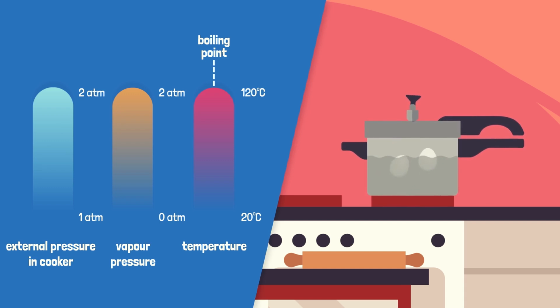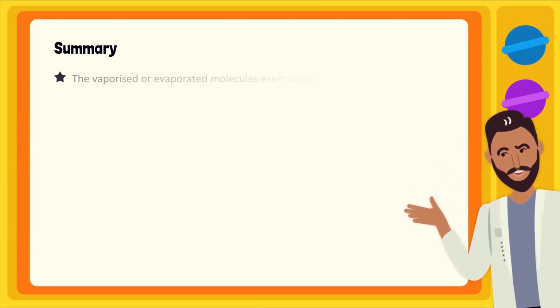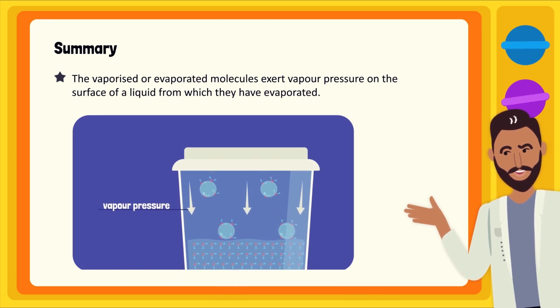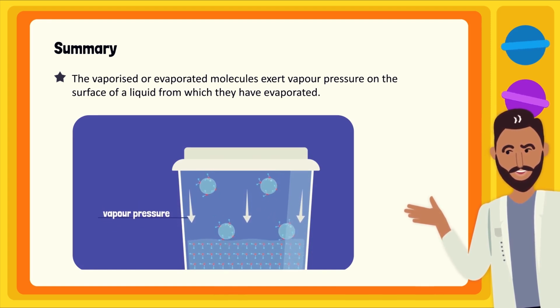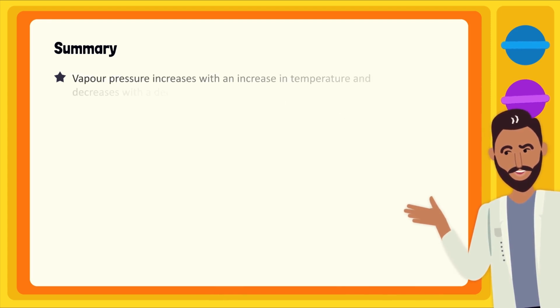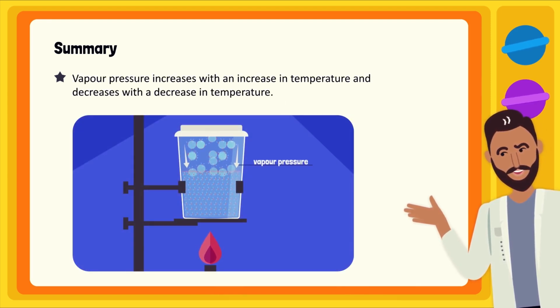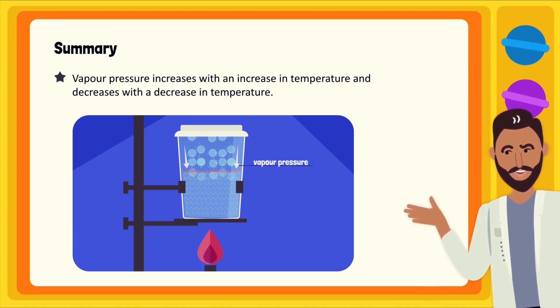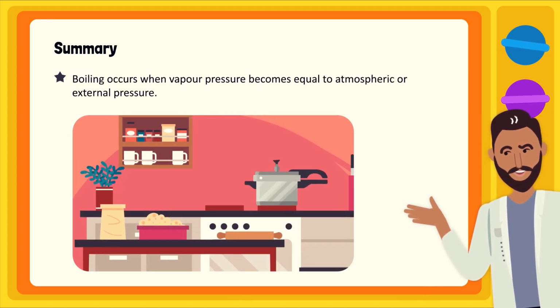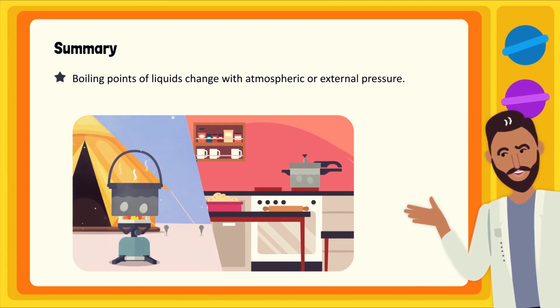So, in this video, we learned that the vaporized or evaporated molecules exert vapor pressure on the surface of a liquid from which they have evaporated. Vapor pressure increases with an increase in temperature and decreases with a decrease in temperature. Boiling occurs when vapor pressure becomes equal to atmospheric or external pressure. Boiling points of liquids change with atmospheric or external pressure.